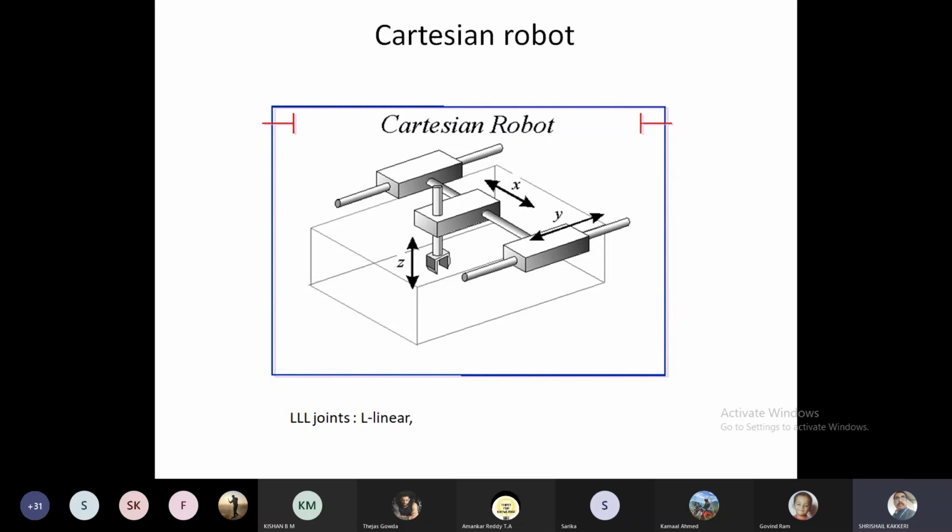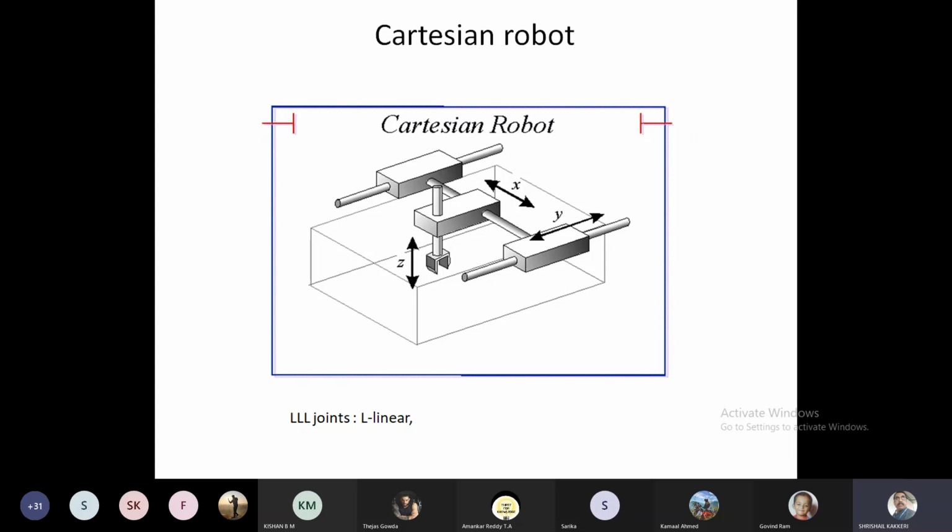The work volume generated by these robots depends totally on their physical structure. So the physical structure of the robot decides the work volume, and based on this work volume we give the name Cartesian coordinate robot. As the name indicates, the Cartesian robot can move linearly along the X, Y and Z directions.